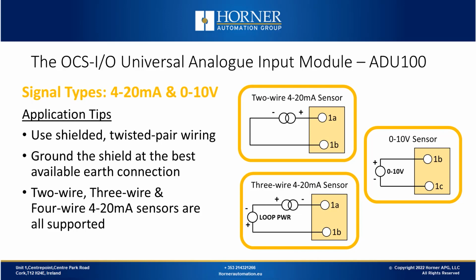There are multiple different types of 4 to 20 milliamp sensors, as we can see on the screen. You have 2, 3 and 4 wire sensors that are available and are all supported. These are relatively low-level signals, and you should use shielded twisted pair wiring between the sensors and the ADU100 so you can properly shunt any EMI or RFI to earth ground if you properly drain the shield for the cable.